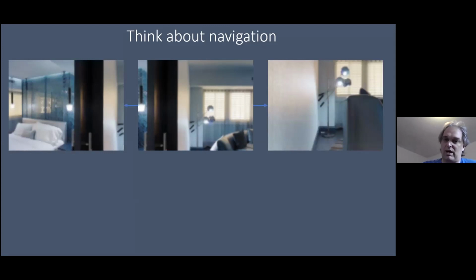So you have to deal with the fact that actions are changing where you are in the house very directly. You have to deal with the fact that you're seeing something that you'll never see again. So it's a generalization problem. And you need to actually explore in order to discover where the bathroom is or where the kitchen is or wherever you want to go. So all three of these problems are exhibited in this navigation application.